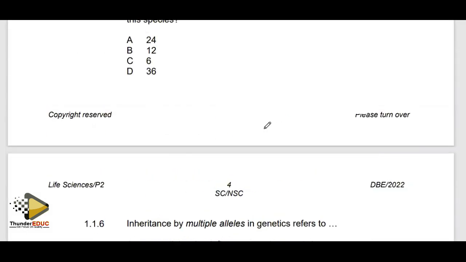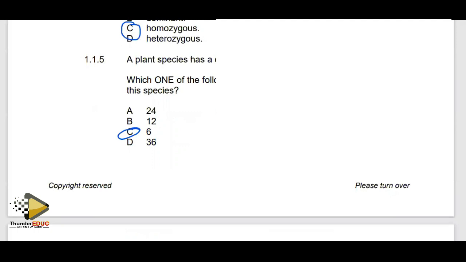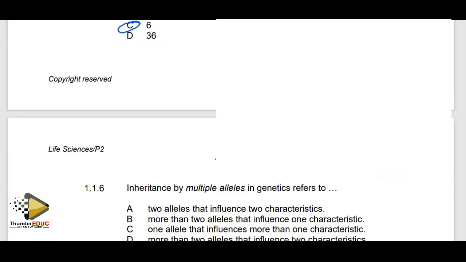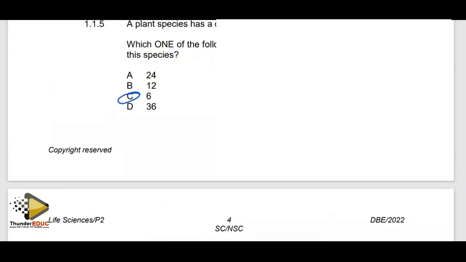So when we come back here, we shall see that the number of chromosomes from 12, half of 12, is going to be 6. So the answer is going to be C.